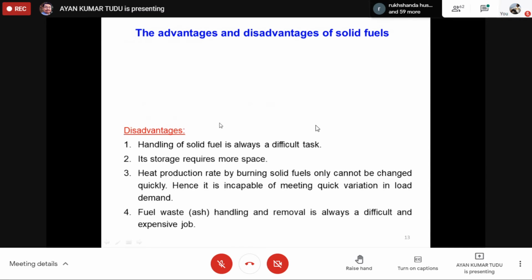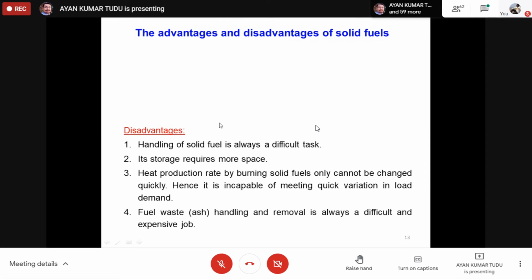So the heat production rate by burning solid fuel cannot be changed quickly. Since it cannot be changed quickly, when the load varies, when the load is changing, quick variation cannot be maintained. So this is one of the reasons why these steam power plants are used as our base loads. Now there is a difference between base load and peak load. What is that? We'll be talking about it again later.